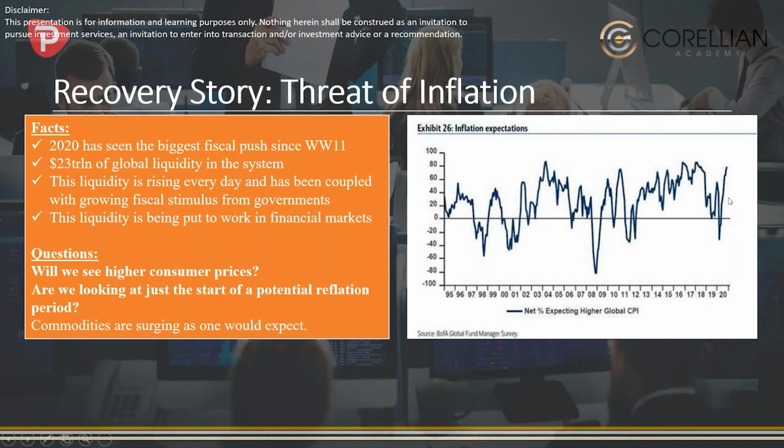Now, with the weaker dollar that we've got at the moment, and let's face it, we are trending lower, that is something that supports commodity prices. We also have one of the biggest fiscal inputs, if you like, since World War II. $23 trillion of global liquidity in the system as well. And this liquidity is rising every day. The market is being pumped like crazy into financial markets. Money supply is going through the roof, but that money supply lacks velocity.